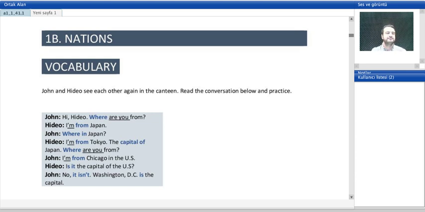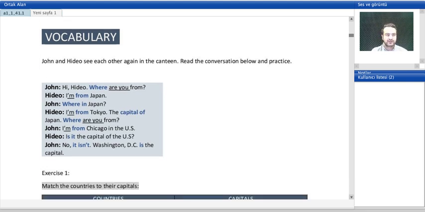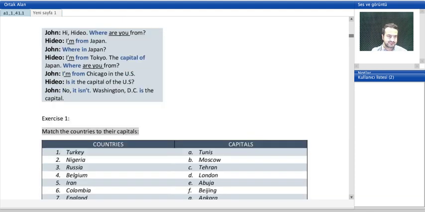Here we have nations, 1B, vocabulary part. John and Hideo see each other again in the canteen. Canteen is a place that people go. It's like a restaurant or something, but it is for example, at a school. It can be for a university or an organization. So people go there and they eat there. So read the conversation below. Below means down, and practice.